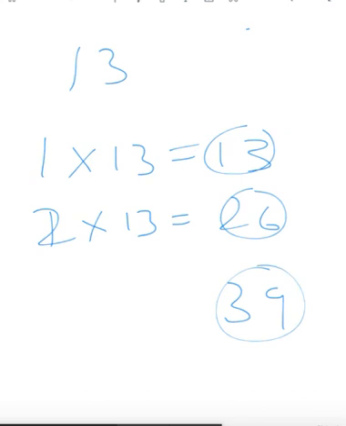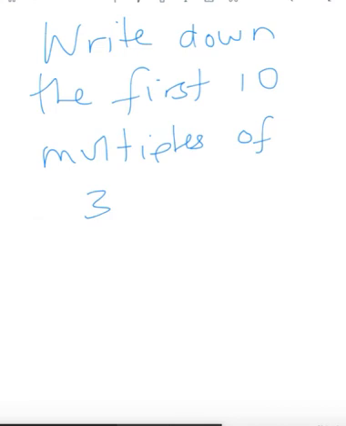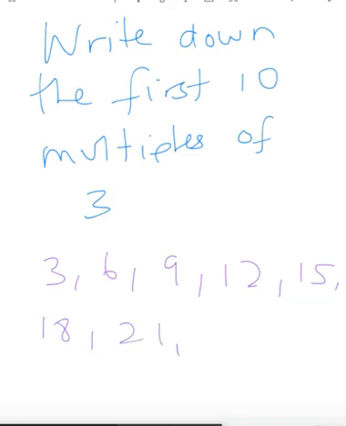So let's try an example. So for the next question, I want you to do this one. Write down the first 10 multiples of 3. So you do that first. And this is how easy it is. You ready? 3 timetables are easy. So ready? 3, 6, 9, 12, 15, 18, 21, 24. How many do I have? 1, 2, 3, 4, 5, 6, 7, 8. 2 more. So 27 and 30. They are the first 10 multiples of 3, and we're done.